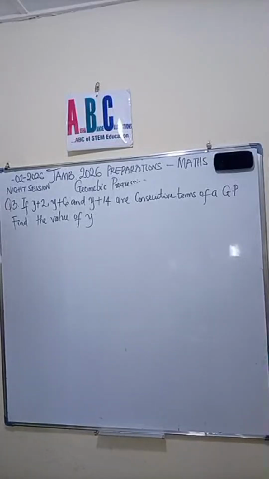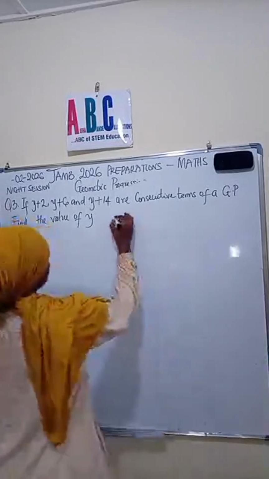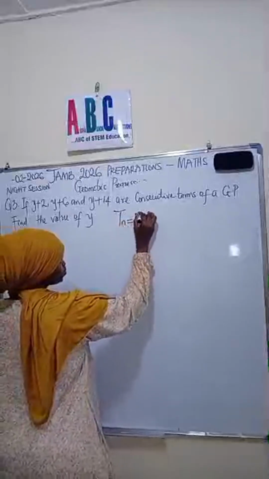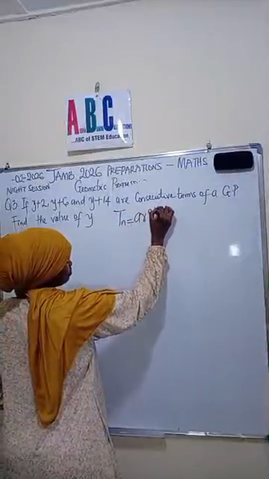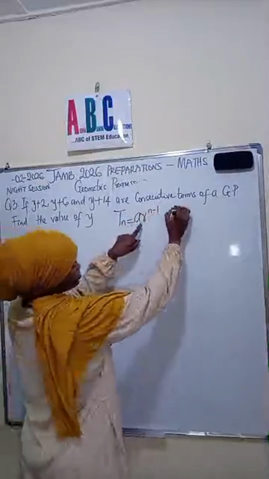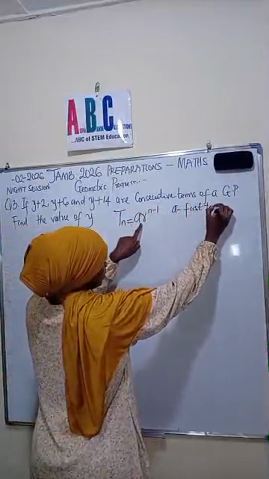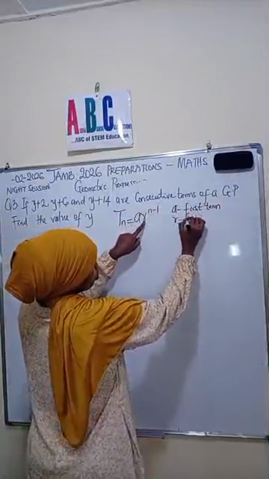The nth term of a GP is Tn equals A R to the power of n minus 1. A means what? The first term. Right? R is the what? The common ratio.